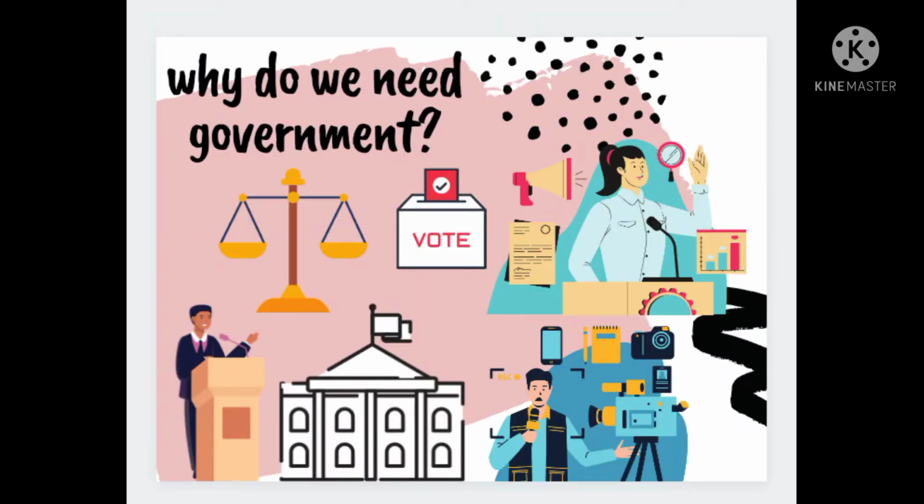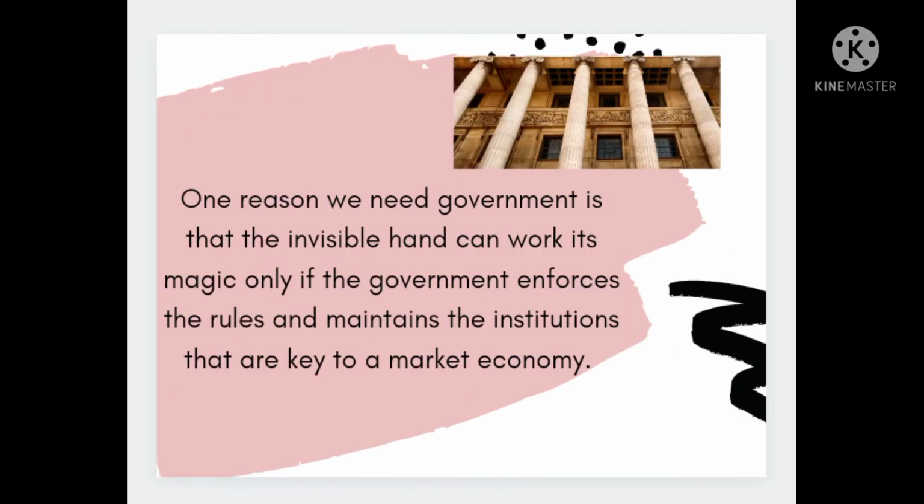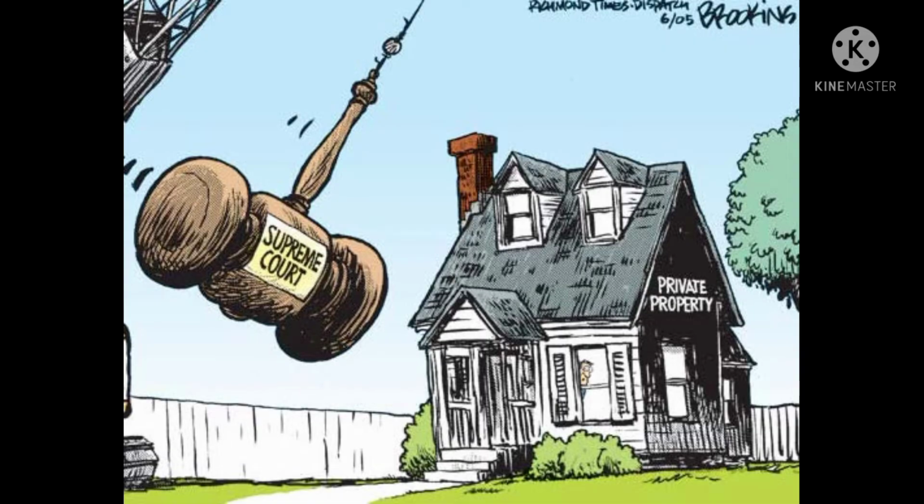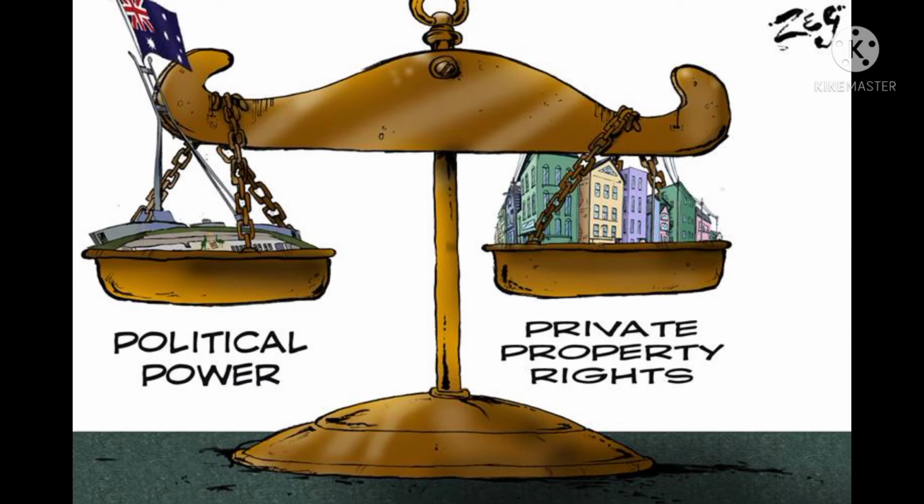Why do we need government? One reason we need government is that the invisible hand can work its magic only if the government enforces the rules and maintains the institutions that are key to a market economy. Most important, market economies need institutions to enforce property rights so that individuals can own and control scarce resources.